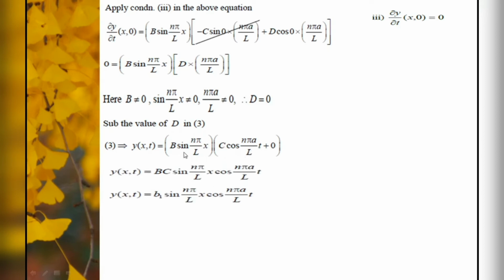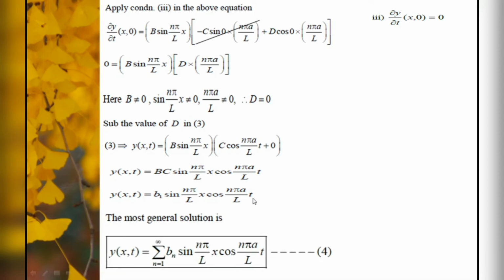Now by multiplying b and c, it is bc, and we retain the remaining terms as such, and this is taken as a single constant, say b1, into sin(nπx/L) into cos(nπat/L). By the superposition principle, we write the most general solution as y(x, t) equal to summation n equal to 1 to infinity of bn sin(nπx/L) into cos(nπat/L). Okay. So now we have to apply the last condition. The last condition is y(x, 0) equal to f(x).